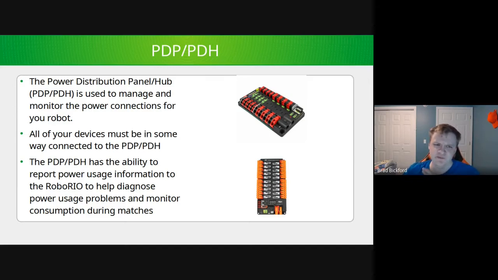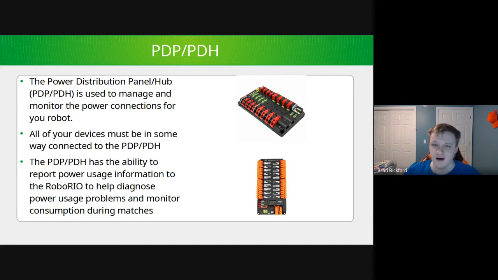To talk about the differences between the PDP and the PDH very, very quickly, the PDH is newer. It's made by REV. The power distribution hub is newer. Both of these will be legal for the foreseeable future. The PDH does have more ports and more flexibility in how much power you can draw out of each port. The PDH also has some additional convenience features that have cropped up simply because it's supposed to be an improvement over what Cross the Road Electronics made with the PDP, the power distribution panel.